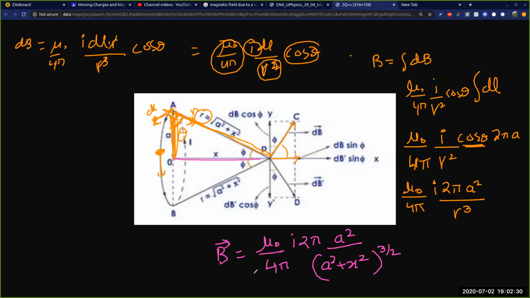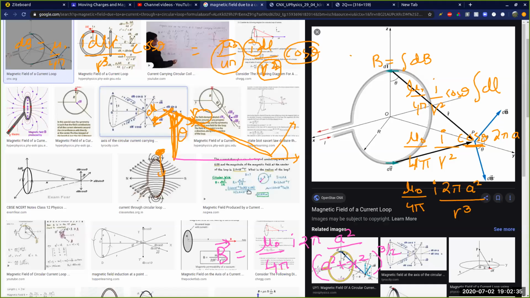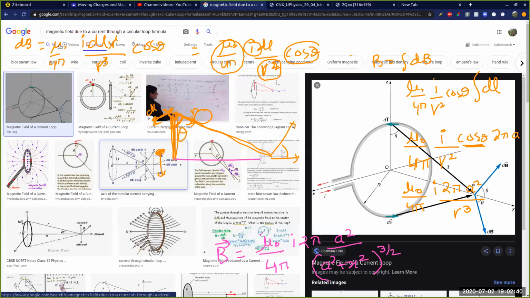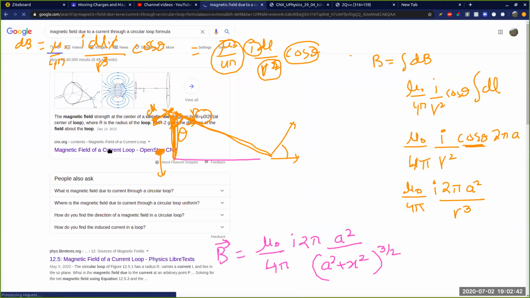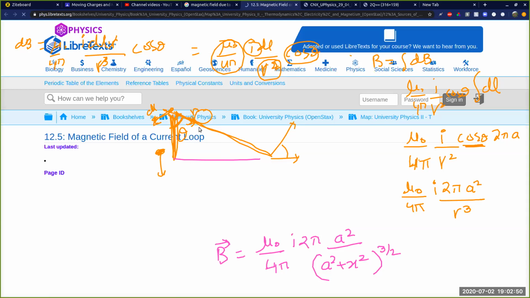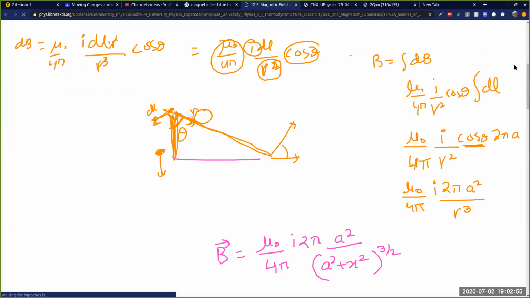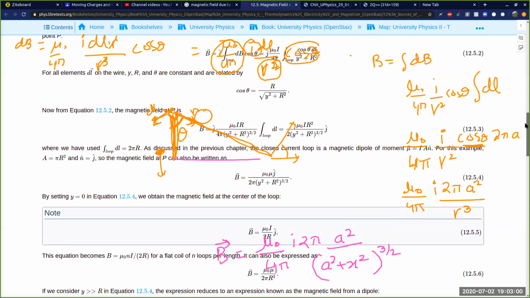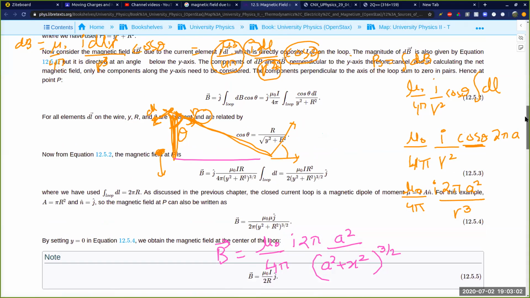Let me check first whether it is correct or not. Can I just copy it? Yeah, you can, but let me first check, because I'm thinking there should be an X in the numerator, which I have missed somewhere. Yeah, this is correct.